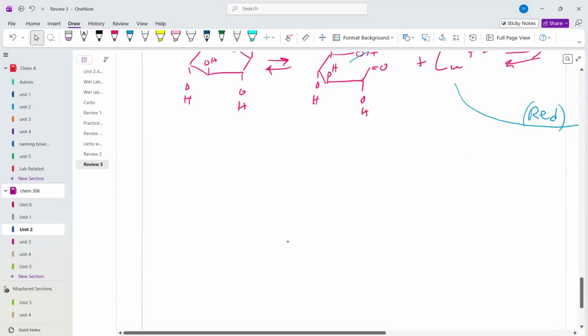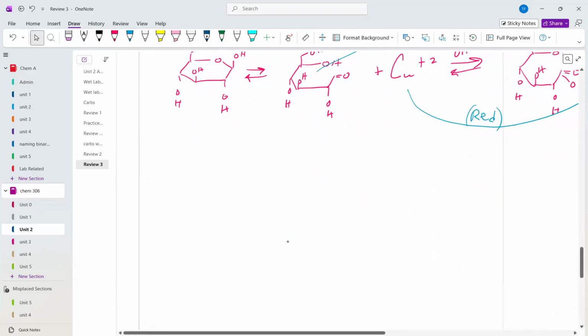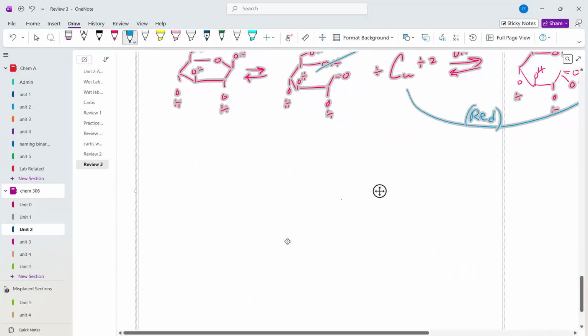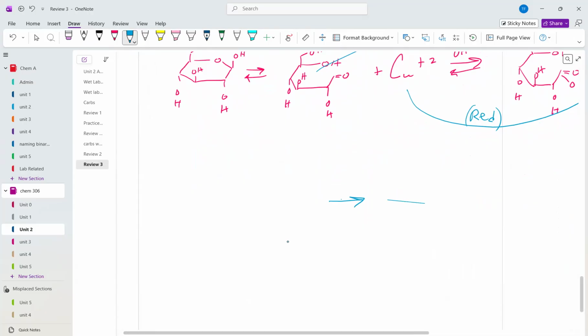So let's practice some reactions here. We've already gone through the reactions of carbs. There's the Benedict's, mostly the Benedict's reaction. But let's look at aldehyde ketone reactions now. All right, let's make that.